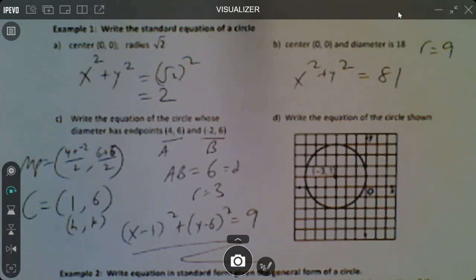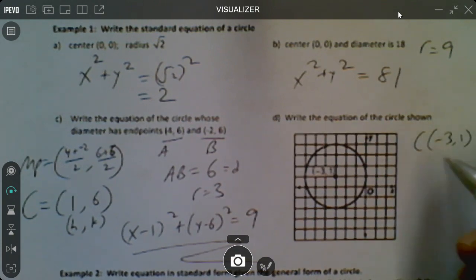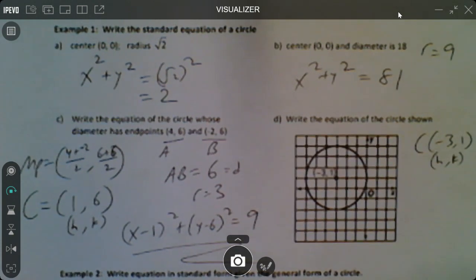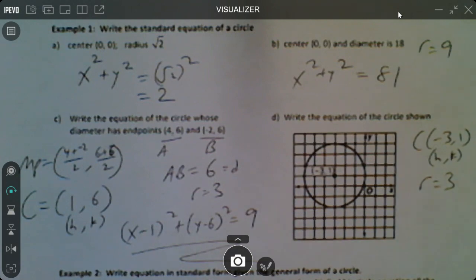All right, so this one actually, because they graphed it, it's kind of easier. We know the center is -3, 1, so there's your h and your k. And we can get the radius pretty quickly just by checking it out in the grid. 1, 2, 3. So the radius looks like it is just 3.